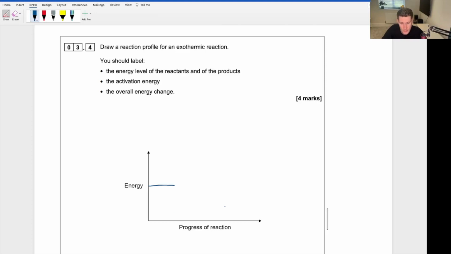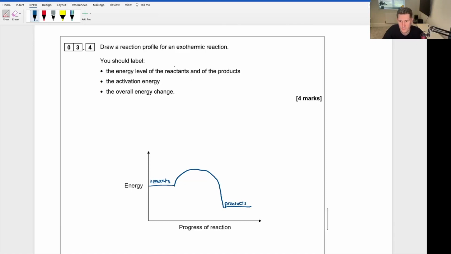So we need to draw another line lower than our original. If it was endothermic, what happens when money enters? Your bank balance increases, so we would draw a line higher. So that's how I like to think of it. And then I join these two lines up with a hill, and I come back down to the start. Now, the starting line here is our reactants, and our end line is our products.